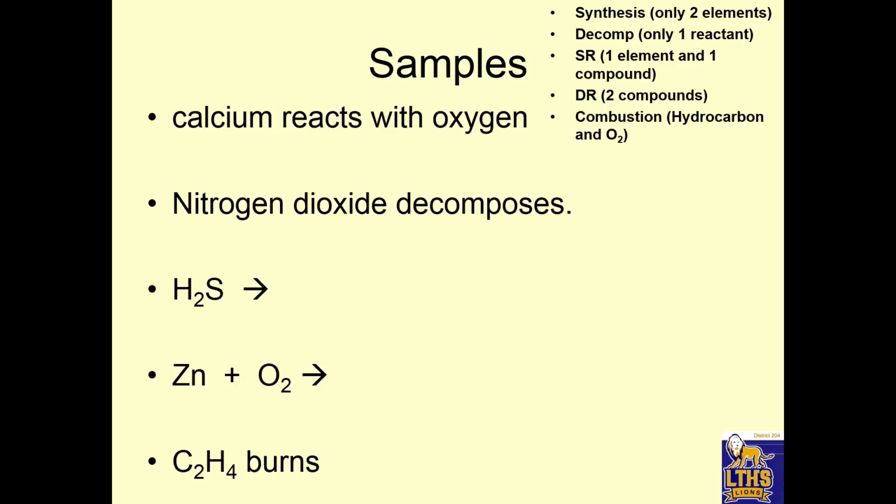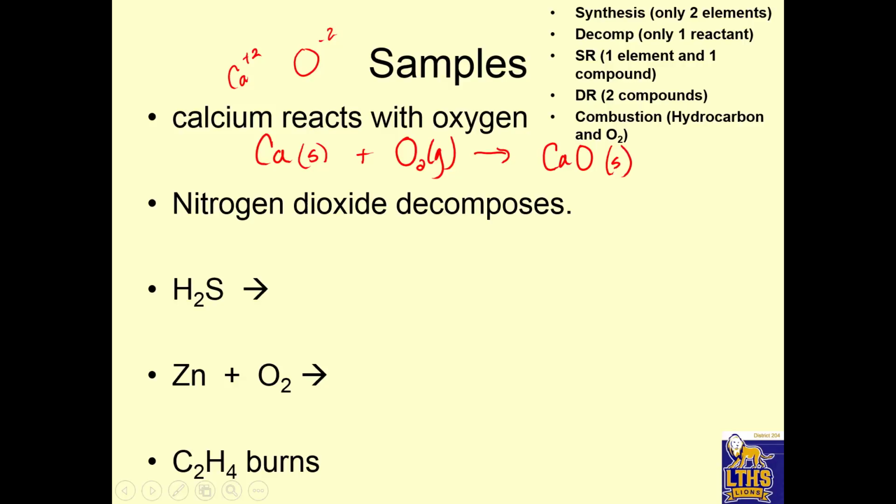Oh, here's some samples. Calcium reacts with oxygen. So we have calcium, which is a solid metal, reacting with oxygen, diatomic. All right, so this is a combination reaction, synthesis. So the only thing that could form is the combination of calcium and oxygen. And Ca on the periodic table is +2, O is -2. So we're going to get CaO. It's an ionic compound, and so it's going to be solid.